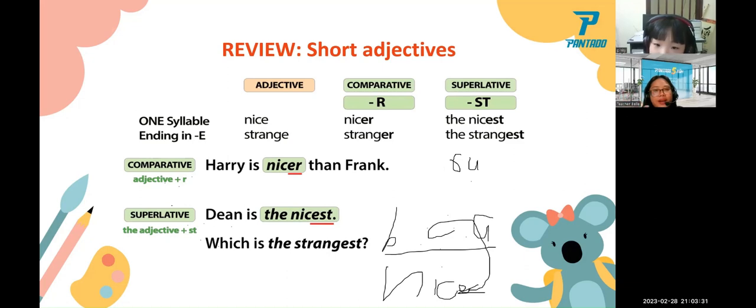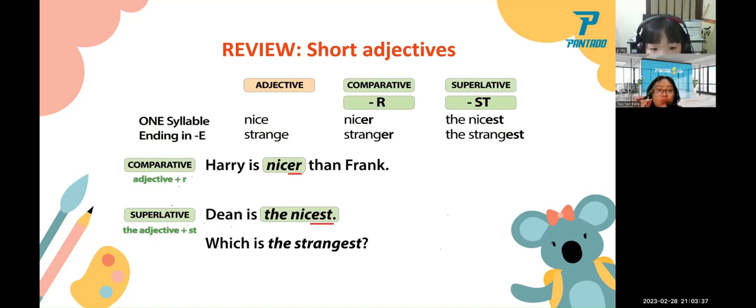So there are short adjectives. When we say short adjectives, these are the adjectives with only one syllable. Nice. Strange. Only one syllable. But handsome is two syllables, right? Handsome. Two syllables. So it's not considered a short adjective. Can you give me an example of a short adjective, Pinky? Okay, short adjective. Okay, Dean is the nicest. Only one syllable adjectives.